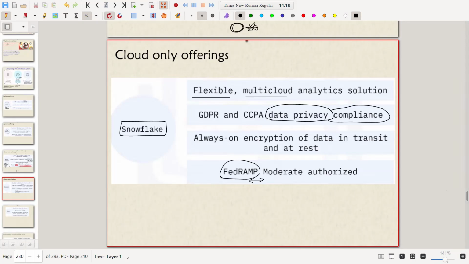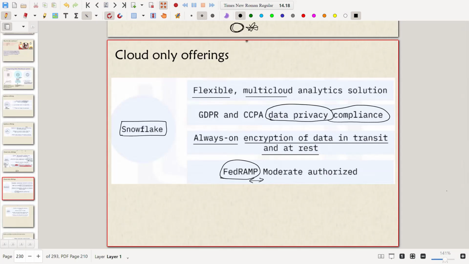And one of the most important things, so many people will prefer Snowflake data warehouse. Why? Because it is giving high preference to data privacy, right? Because you can see always-on encryption of data in transit and at rest. Always it is trying to focus more on the data privacy.